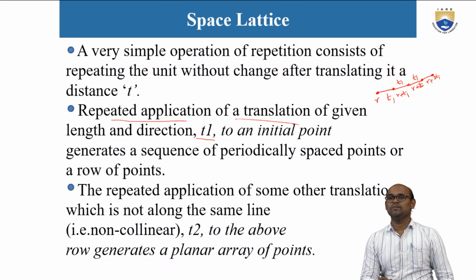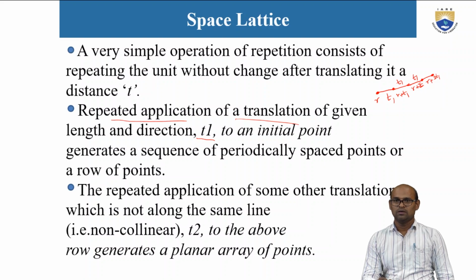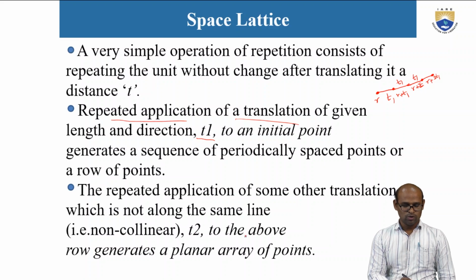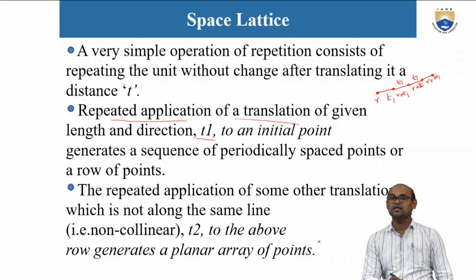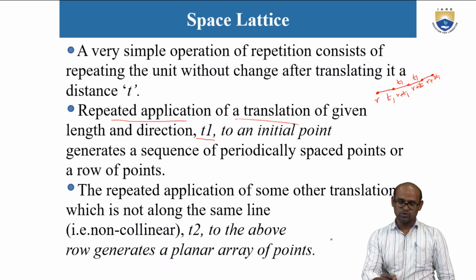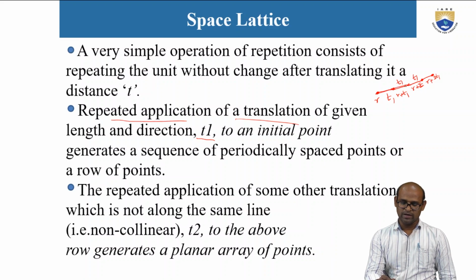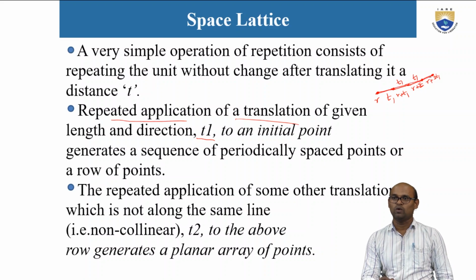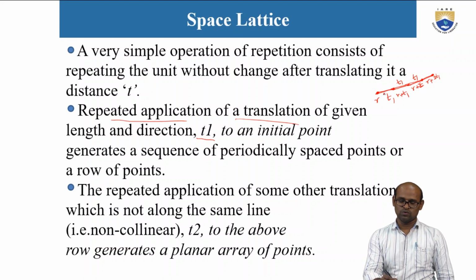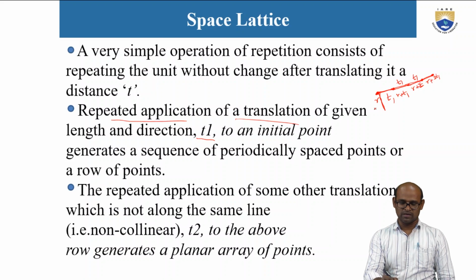Now, the repeated application of some other translation, which is not along the same line as the above row, generates a planar array of points. So I have generated a row of points, or periodically spaced points, in one direction. Now I am going to apply a translation again in another direction. Starting from an initial point here, I translate this point by some other distance. You can take the same distance or some other distance.